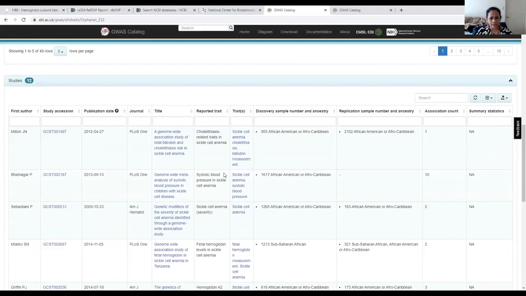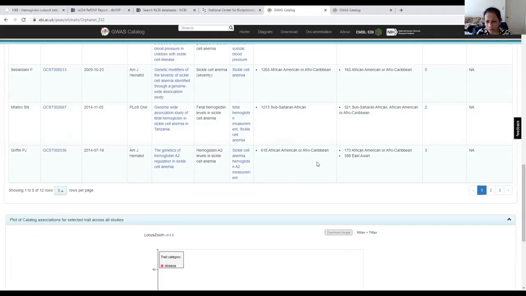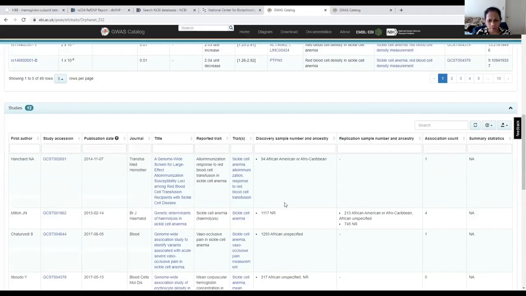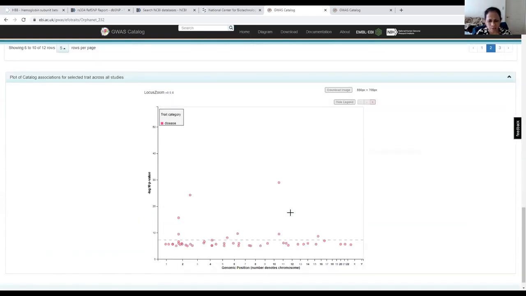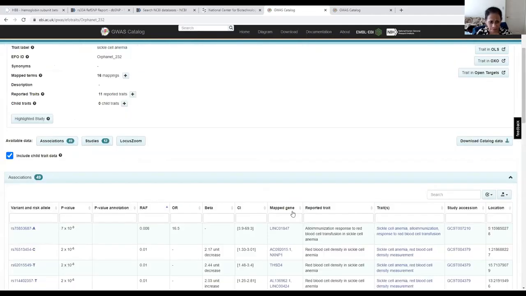Now it says that each study, as I told you, is based on a given population. This study is based on 905 African Americans, so this is an African American or Afro-Caribbean population. This is also African American, and this is a sub-Saharan population. They studied all of this in different populations. It looks like it's all African American population, because sickle cell anemia is very prevalent in African and sub-Saharan places.